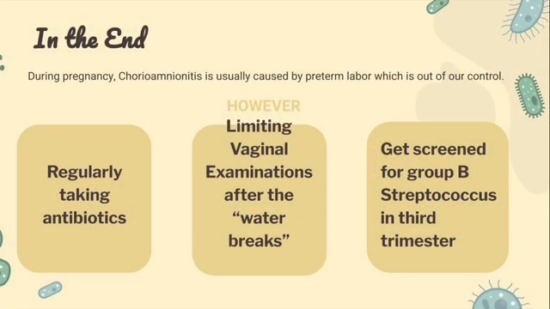During pregnancy, chorioamnionitis is usually caused by preterm labor, which is out of our control. However, regularly taking antibiotics, limiting vaginal examinations after the water breaks, and getting screened for group B streptococcus in the 3rd trimester will significantly help in preventing the spread of bacteria through the cervix and into the uterus.